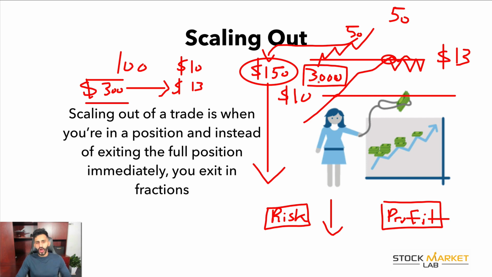Take some size off the table. Play with smaller size, especially if you're in the green. And another issue that pops up with people is when people have a hard time locking in profits. If you're someone that has a hard time locking in profits, make a rule that every time it hits my profit target, I'm going to take half off.